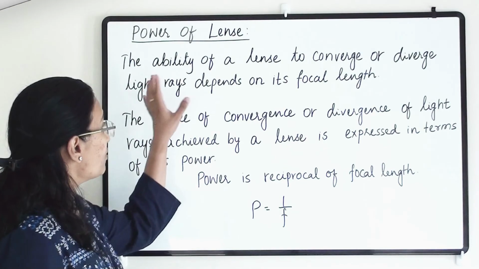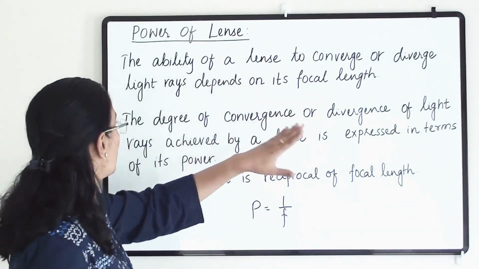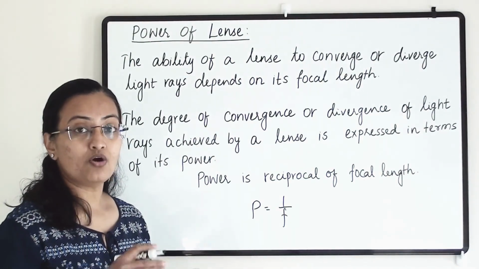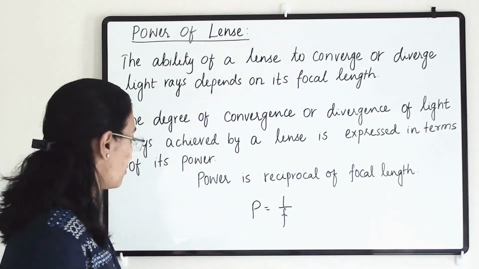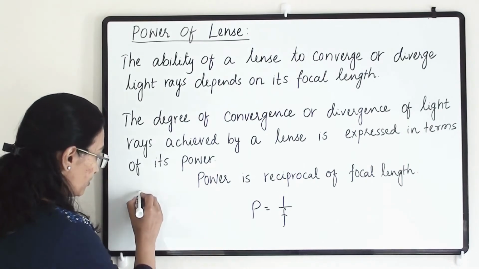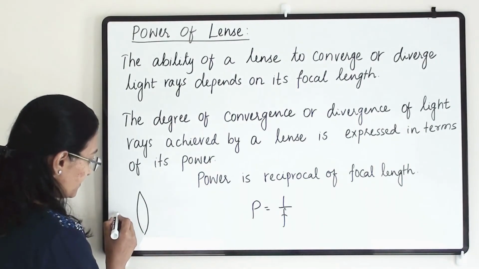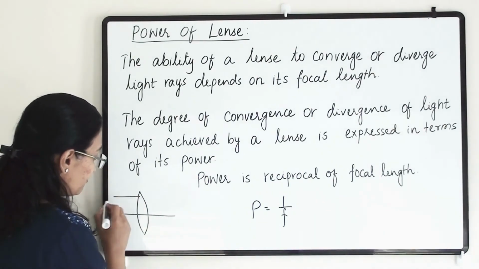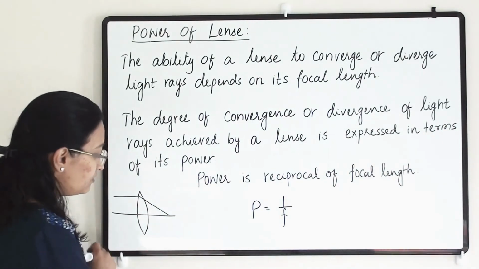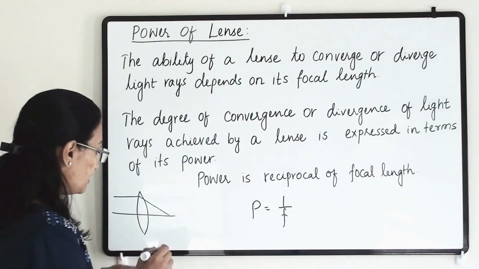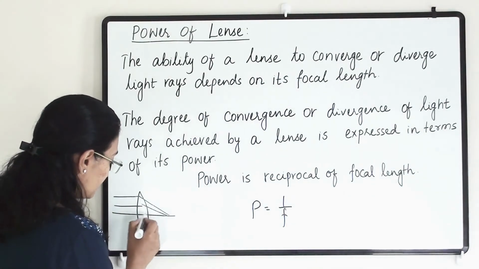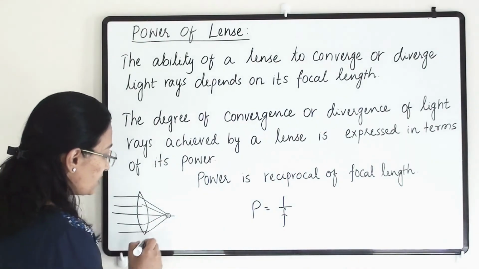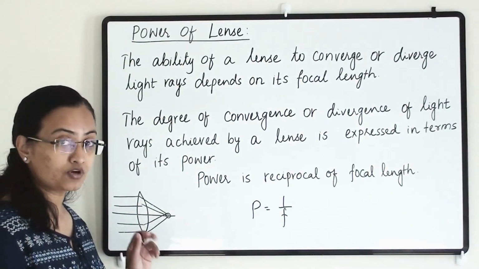So the ability of a lens to converge or diverge light rays depends on its focal length. Now what is the meaning of convergence and divergence of a lens? That we have already learned. When it is a convex lens and parallel rays fall on it, it will converge the light rays. So all the light rays that fall on it will converge and meet at one point. That will be the focus point.